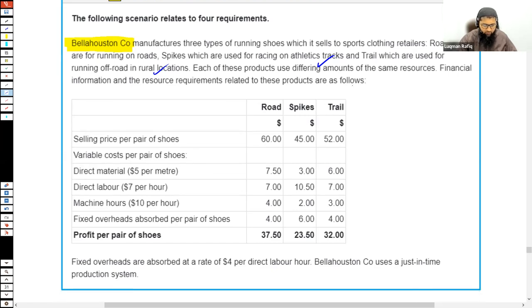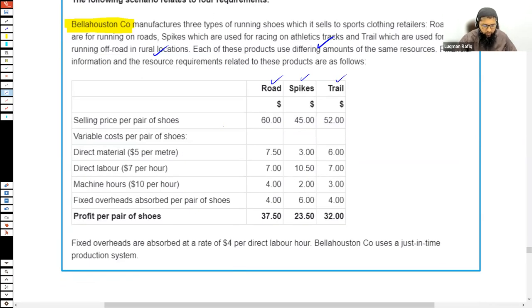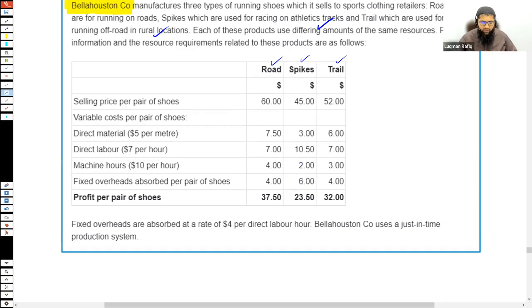So you've got road, you've got spikes, and you've got trail. You've got the selling price per pair of shoes. You've got the variable cost, the direct material, the direct labor, the machine hours. You have the fixed overheads absorbed per pair of shoes, and so on and so forth. Now, what else is there? It says fixed overheads are absorbed at the rate of $4 per direct labor hour. Bellahouston Company uses a just-in-time production system.